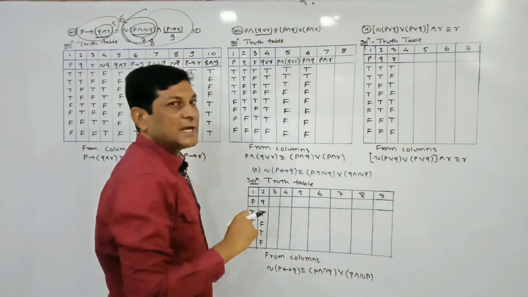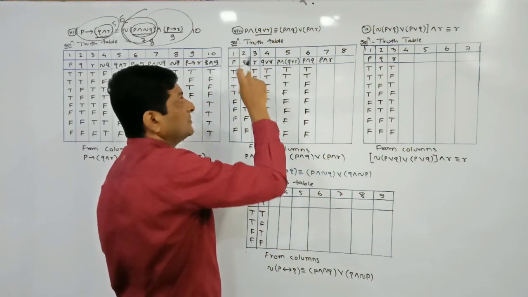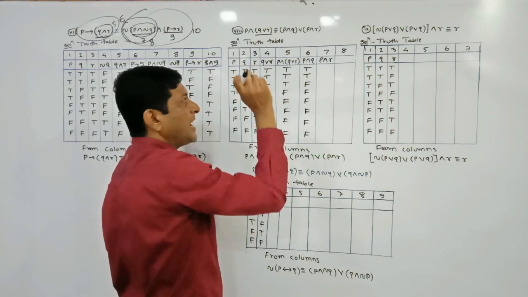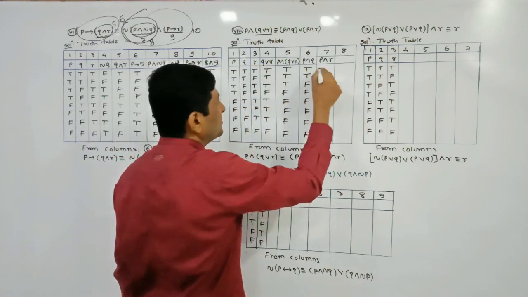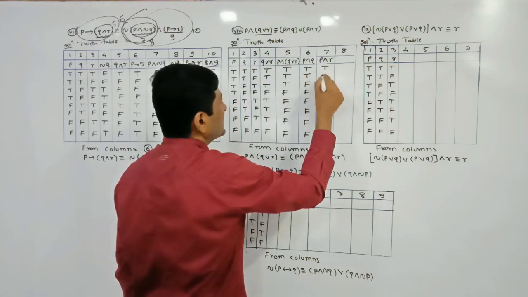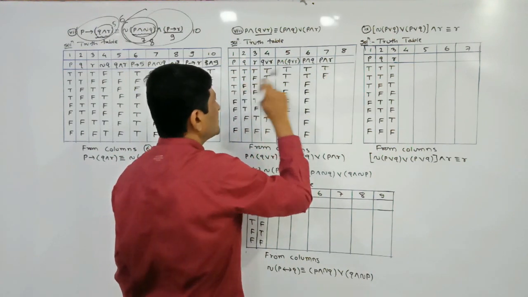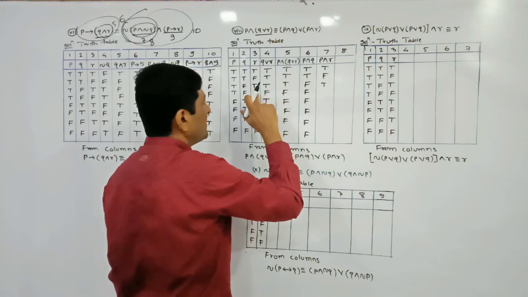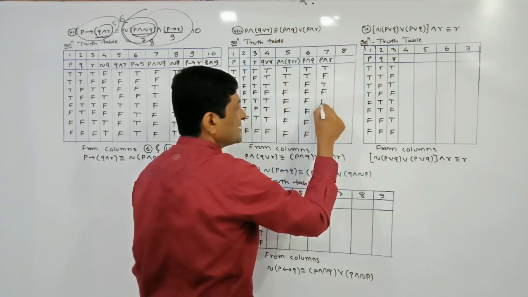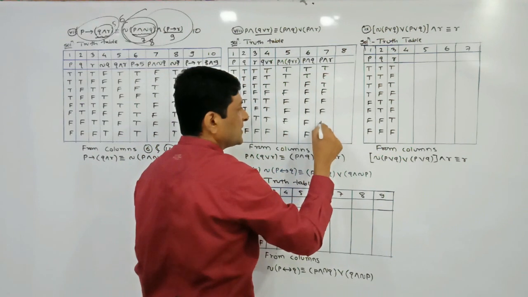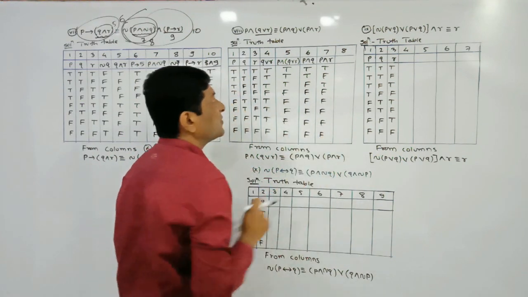Then P and R. We are connecting these two statements by AND. So here also at least one statement is false, AND will be false. True, true means true. F appears, so false. Again here F does not appear, so true. Here F appears, and here F, F, F, F means in remaining all cases at least one statement is false, that's why we can say that AND will be false.